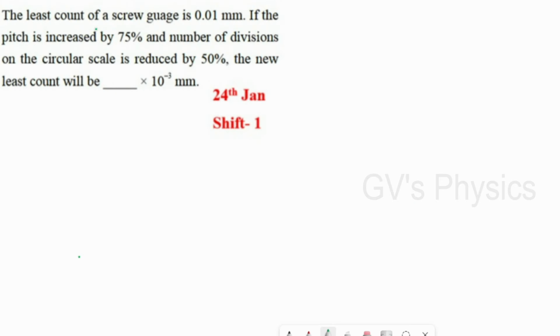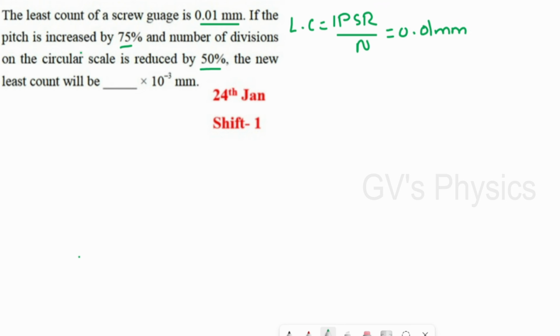See the first question. The least count of a screw gauge is 0.01 millimeter. If the pitch is increased by 75% and the number of divisions on the circular scale is reduced by 50%, the new least count will be? First we'll take the formula of least count. Least count is equal to 1 PSR by n, where n is the number of divisions in the circular scale, that is equal to 0.01 millimeter.